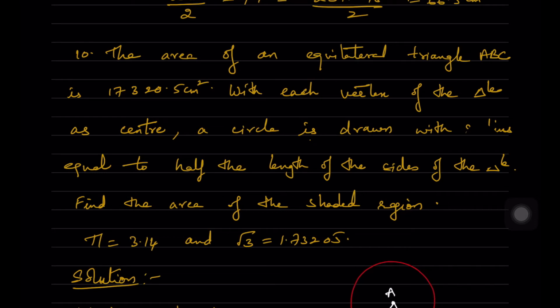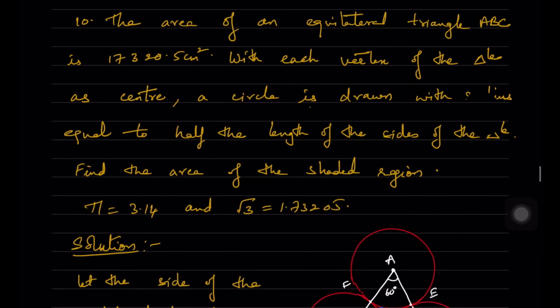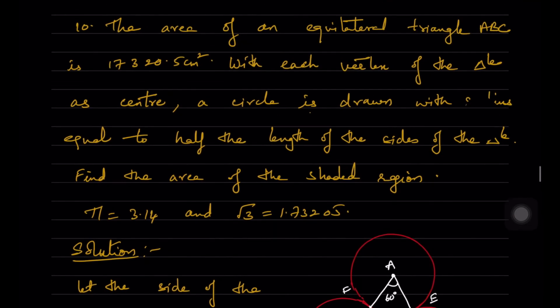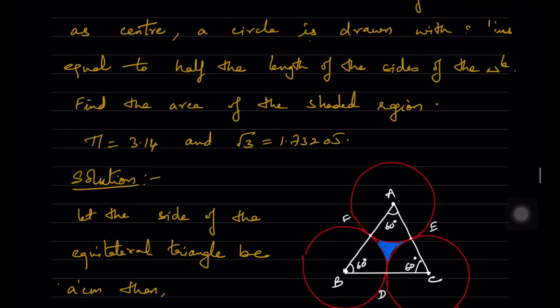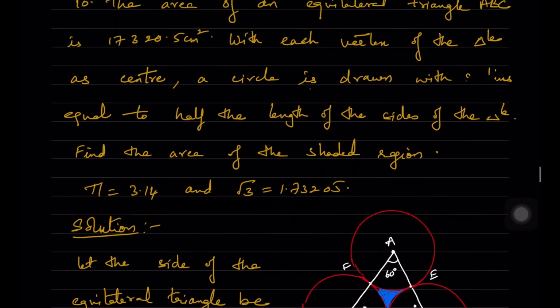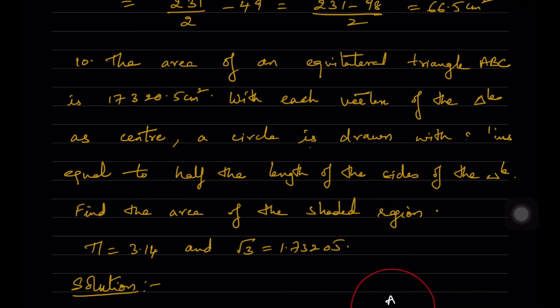Now the 10th one: the area of an equilateral triangle ABC is 17320.5 centimeters square. With each vertex of the triangle as center, a circle is drawn with radius equal to half the length of the sides of the triangle. Find the area of the shaded region. Here you have to take pi equal to 3.14 and root 3 equal to 1.73. The area of the equilateral triangle is 17320.5, and it is root 3 by 4 side square. So what is the side we have to find out here?